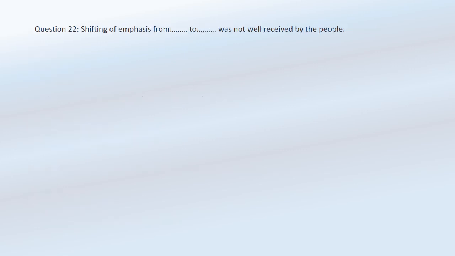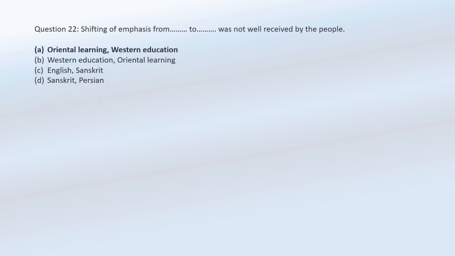Question 22. Shifting of emphasis from dash to dash was not well received by the people. A. Oriental learning and Western education. B. Western education and Oriental learning. C. English and Sanskrit. D. Sanskrit and Persian. Option A is the right answer. Shifting of emphasis from Oriental learning to Western education was not well received by the people.